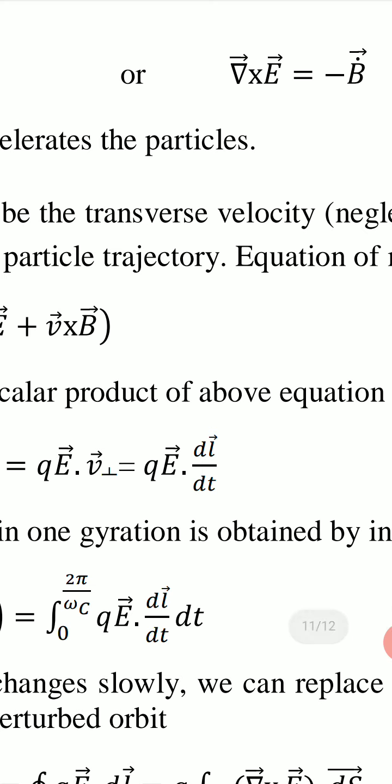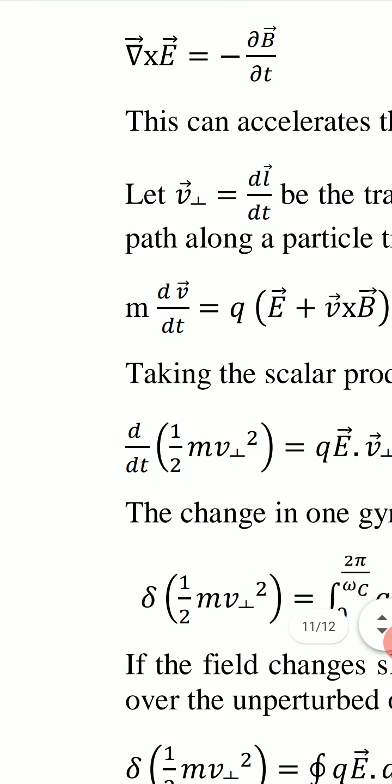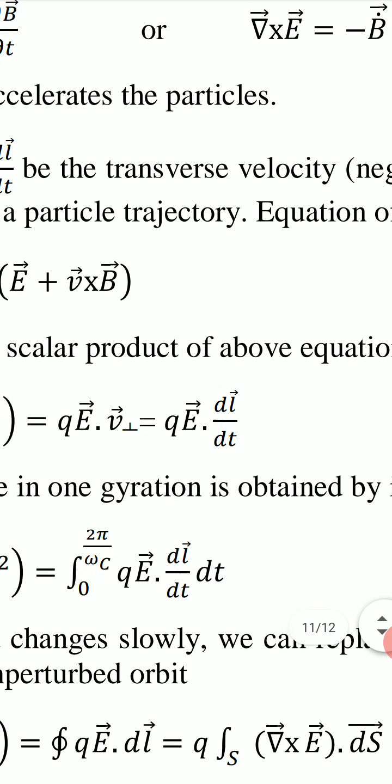If we have a constant magnetic field, a charged particle moves in a circular orbit in a plane perpendicular to the direction of magnetic field. So if the magnetic field is constant, it will not impart any energy to the charged particle. But if this magnetic field B varies with time t, then it produces an electric field E, and now this can accelerate the particles.